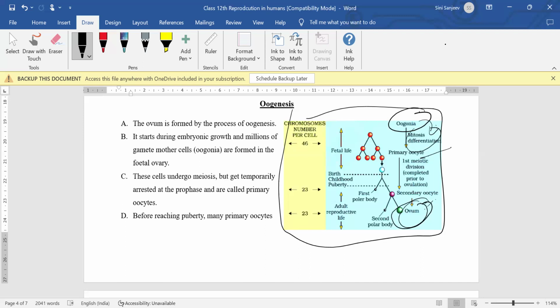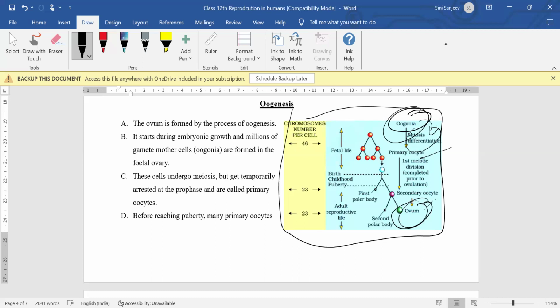Before a girl reaches puberty, many primary oocytes will be produced. In short, when a baby girl is born, at that time she will already have many oocytes inside her. From birth until the end of the reproductive years, like 45 or 50 depending on the female, she will have the eggs or oocytes, but they will be immature. So they cannot undergo the reproduction process. That is the main part over here.